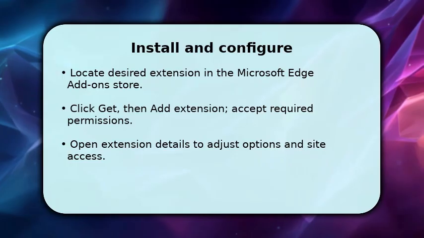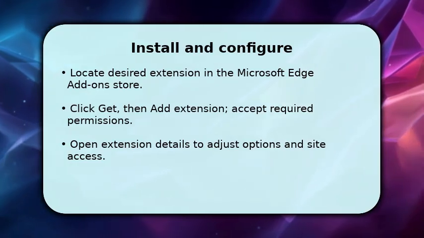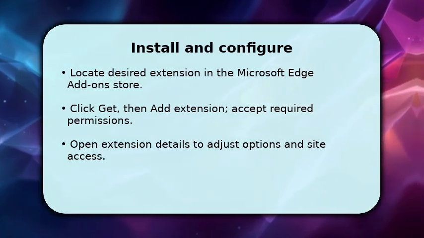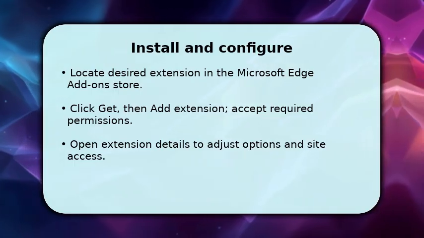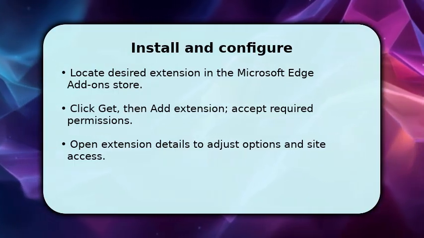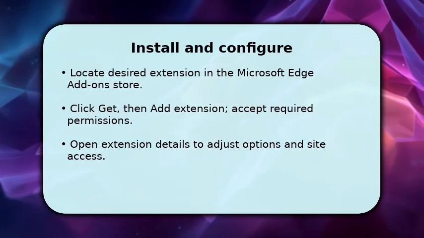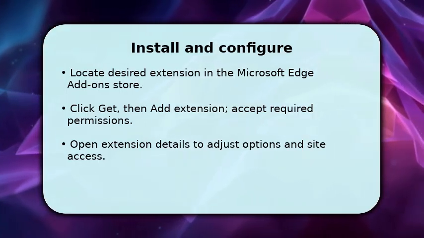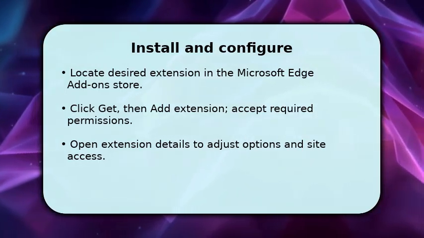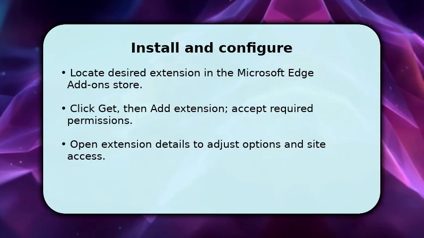Find it in the add-on store and click Get, then Add Extension. Edge will show permissions, read them and accept if they match your needs. Once installed, pin the extension to the toolbar for quick access. Open its options from the Extensions page to set preferences like site access, shortcuts, or syncing.